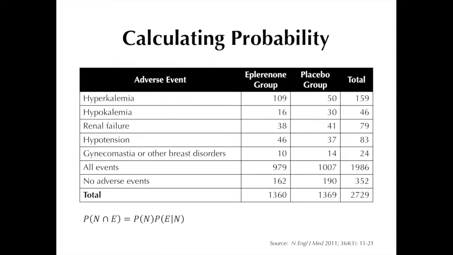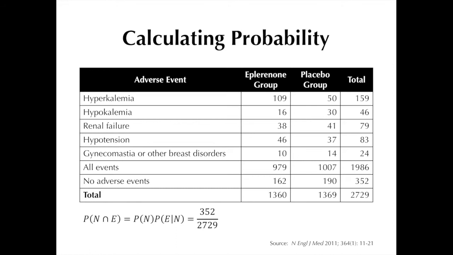Now, let us test the other way of stating the multiplication rule using the same contingency table. When determining the marginal probability of n, that is, the probability of not having any adverse events, we make use of the total number of patients who did not experience any adverse events, that is, 352, as a numerator. Our denominator will be the total number of patients, which is 2,729.